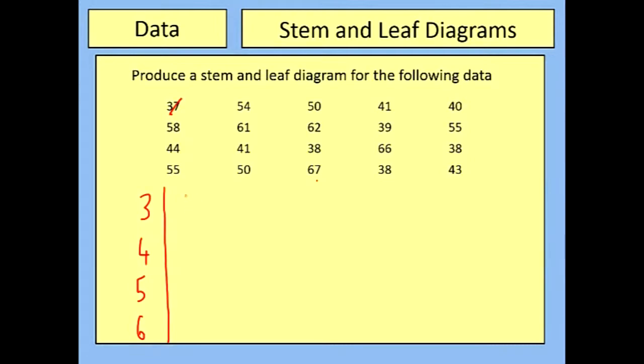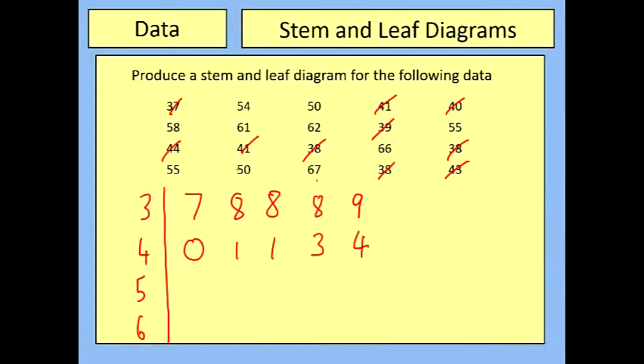So we've got 37, that was our smallest. We've got 38, 38, and actually another 38, so we need three 38s. And then finally we have a 39. Moving up into the 40s, we've got a 40. We've got a 41 and another 41, so we need two of those. We have a 43 and a 44. Then moving up to the 50s, well, we've got two 50s, so we need two zeros for both 50s.